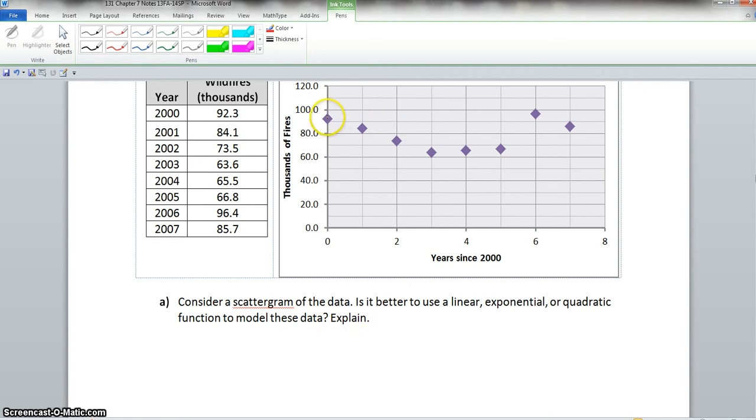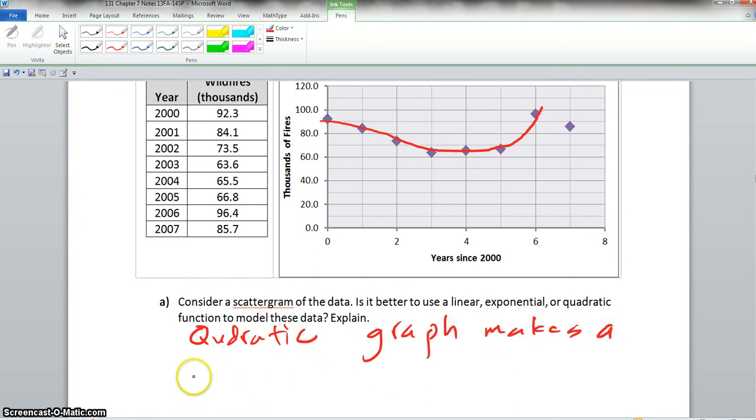Explain. Now, if you notice here, this is more of a curve shape. It's more like a parabola, even though it goes off to the side here. But if you were to connect this, it looks more like a parabola, not including this point here. Okay, so our answer here would be quadratic, because the graph makes a U shape. It goes down and comes back up.